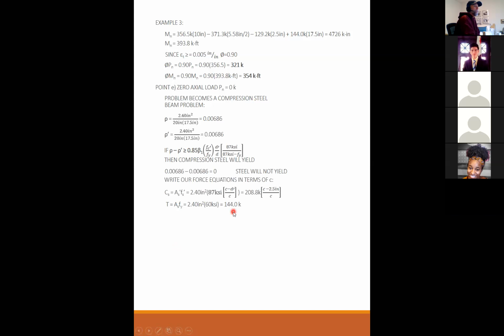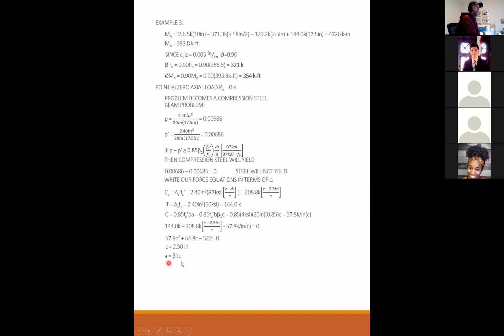So that's 144 kips. Compression, 0.85 f prime c b a, is equal to 0.85 f prime c b beta 1 c. Plug in all the numbers we know. That's 57.8 kip per inch times c. Sum them to equal 0. Solve your quadratic. c is equal to 2.50 inches.